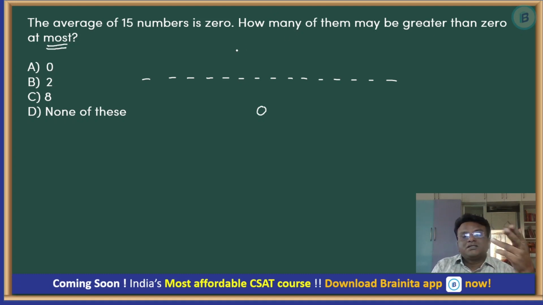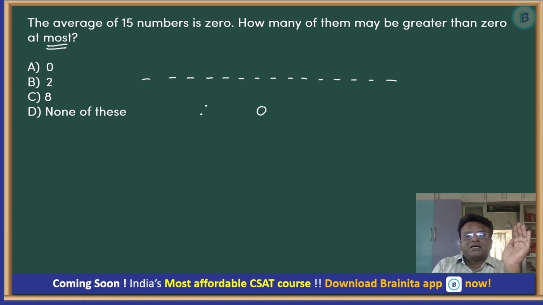इसमें से ज़्यादा maximum how many numbers can be greater than 0? That is the question. So we want the numbers in such a way that the maximum numbers are more than 0, right? And very few numbers are either 0 or less than 0. So how many of them maximum can be greater than 0?